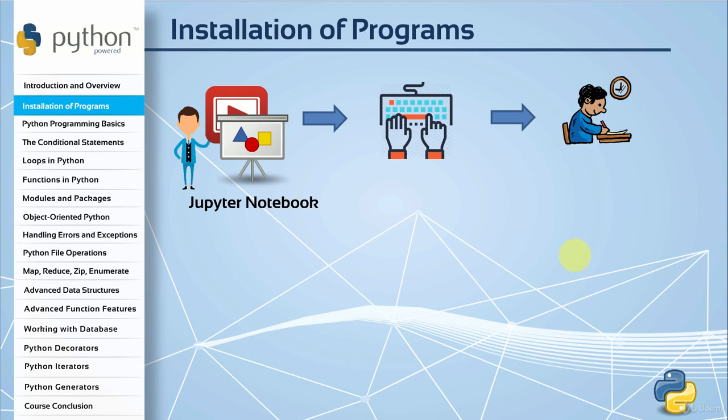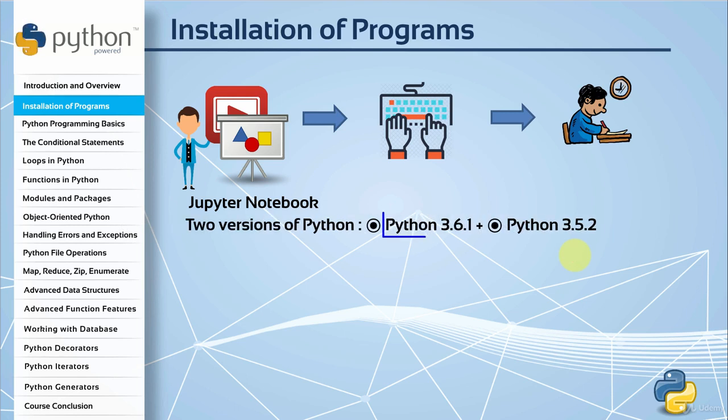For this, we are going to use two versions of Python in our course. The first one is 3.6.1 that comes automatically with the Jupyter Notebook installation, and the second one is the 3.5.2 version that we will manually install. So why would we use two versions of Python? Why would we need to use these two versions?